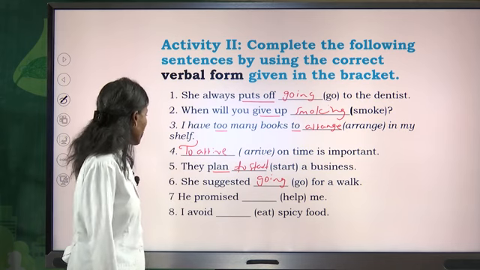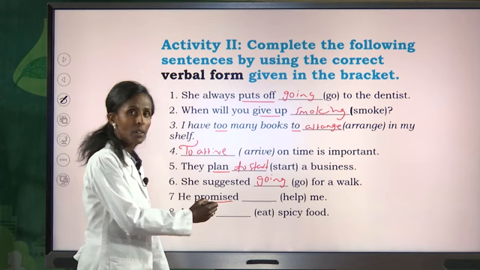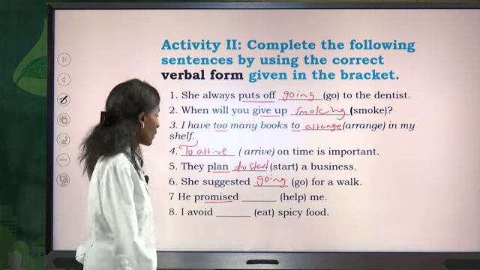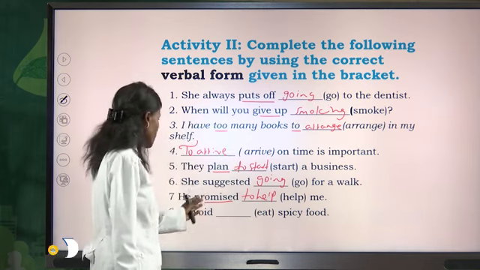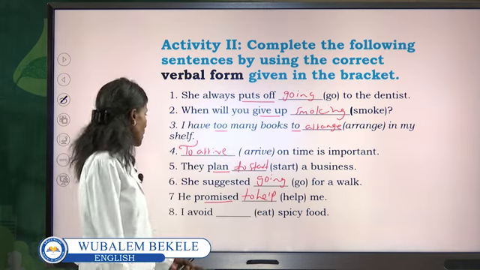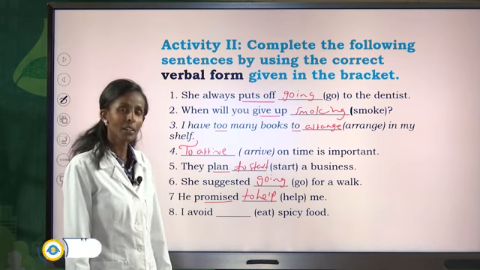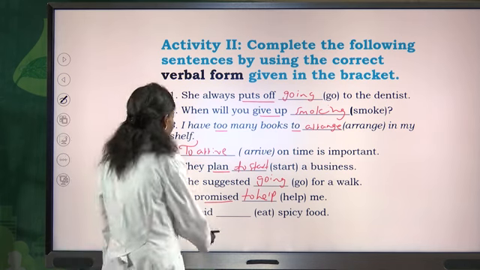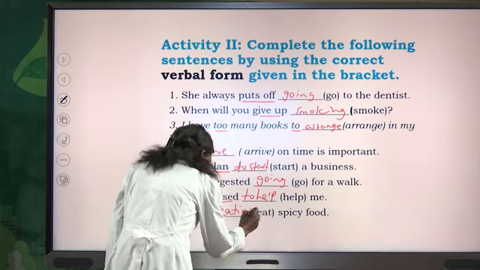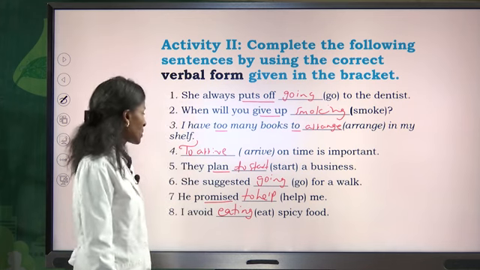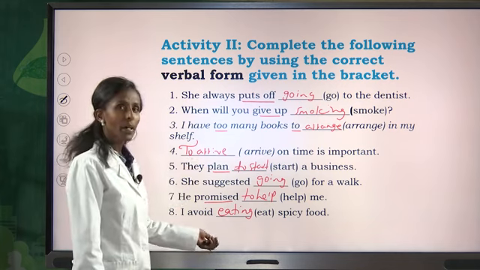Number 7: he promised dash help me. Promised is always followed by what? Full infinitive. Good. I hope you get it right. So he promised to help. Full infinitive, because promise is followed by infinitive. Avoid. What do you remember about the word avoid? In which category or group is it? The gerund. Very good. So I avoid eating spicy food, because avoid is like suggest and the like, followed by gerund always, okay? I hope you get them all right.